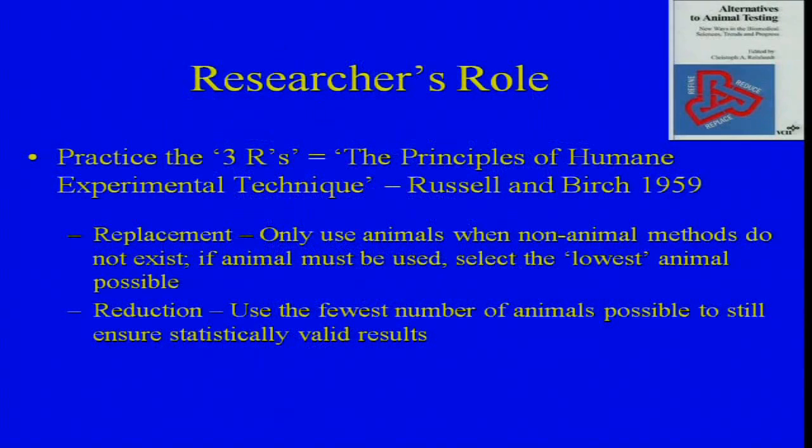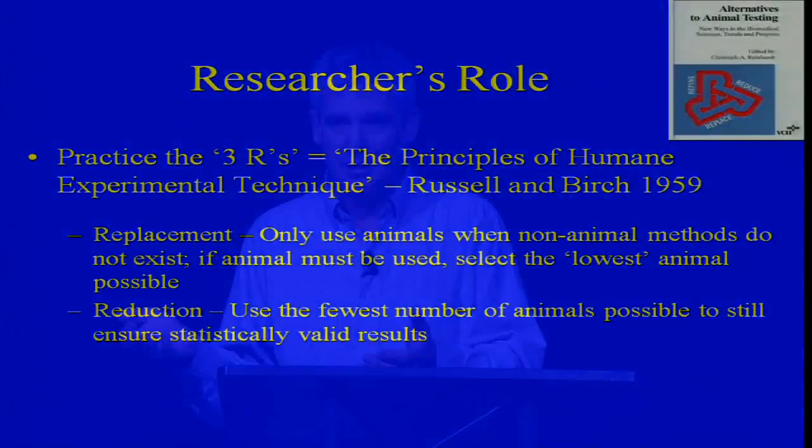And again, this should be based on statistics. You should be able to estimate, well, with this treatment, I expect a 30% difference between the treatment and control groups. And if I want to have a 95% confidence level, then I look on the chart and I should have 12 animals per group.